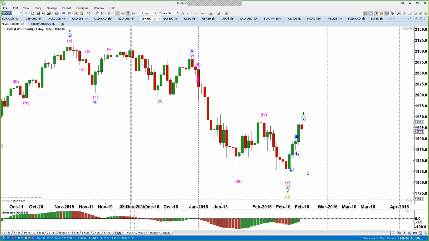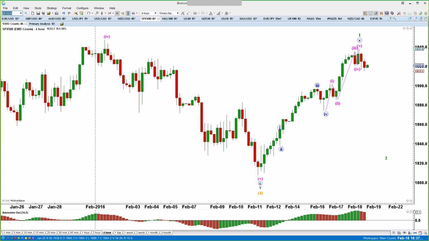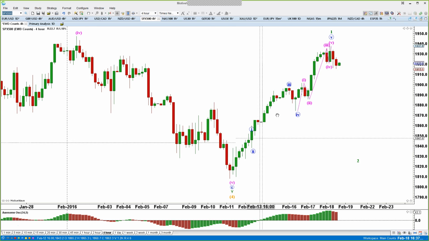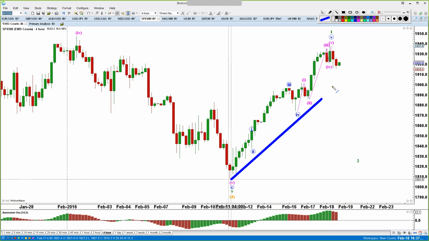The daily chart is showing a strong and steep move that went today to the 1939, 1938 area. On the 4-hour chart, we're seeing that the price completed the first Elliott wave structure, wave 1. In order to validate the wave 1, we can have a simple trend line right here.